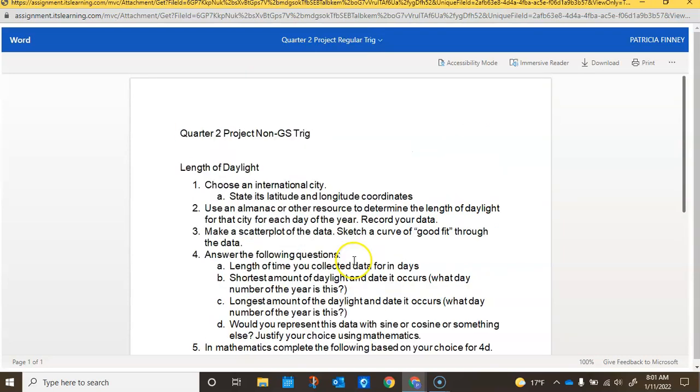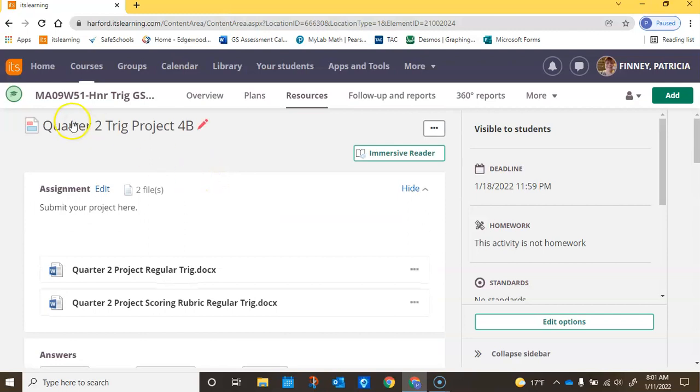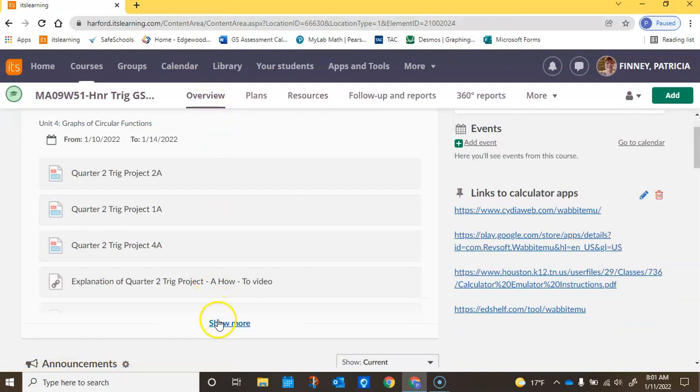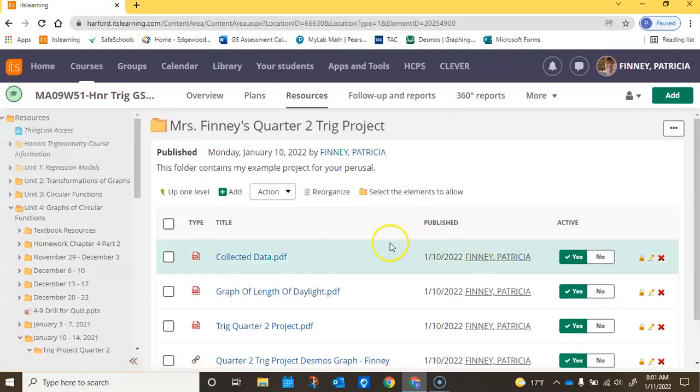Now, what does this look like? Well, I'm glad you asked. If I go back over here to the overview on itslearning, there is a folder here called Mrs. Finney's Quarter 2 Trig Project. This is what you're going to need to turn in.